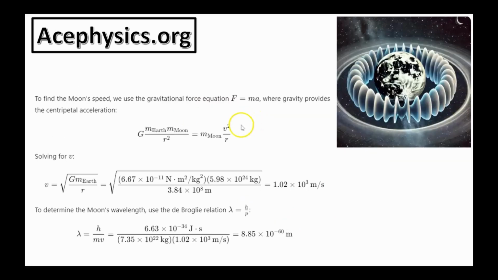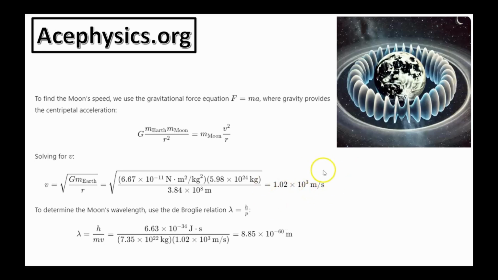To solve this problem, you have to find the velocity of the moon, and then once you have the velocity of the moon, you find its momentum and its wavelength. To find the velocity, we say net force equals mass times acceleration. The force is the force of gravity. That's equal to the mass of the moon times the acceleration. The acceleration for circular motion is v squared over r. You can then solve this for v, and this tells you that the velocity of the moon is 1.02 times 10 to the 3 meters per second.